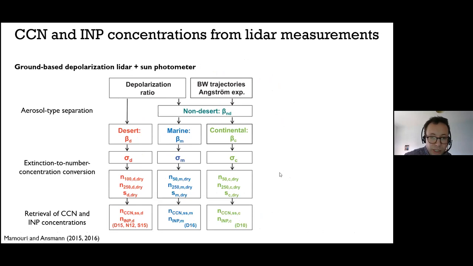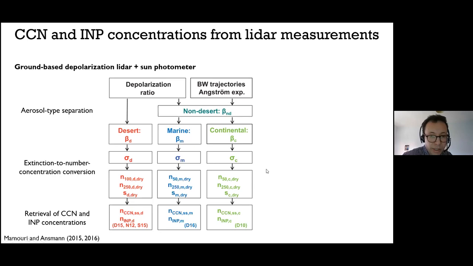So our inspiration is from this paper by Mamouri and Ansmann, where they developed a methodology for ground-based depolarization LiDAR measurements combined with sun photometer observations. So these are all optical instruments standing at the ground and they observe the atmosphere. And what you get in the end is a backscatter coefficient related to different aerosol types that is converted into an extinction coefficient. That's still what's measured. And the crucial part is this extinction to number concentration conversion. In this study, they used this additional information of sun photometer measurements. They infer the number concentration of those particles that are likely to act as CCN and INP, and then they use published parameterizations to infer the actual CCN and INP number concentration.